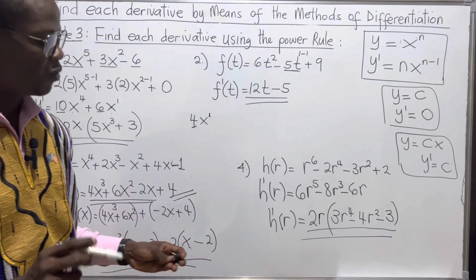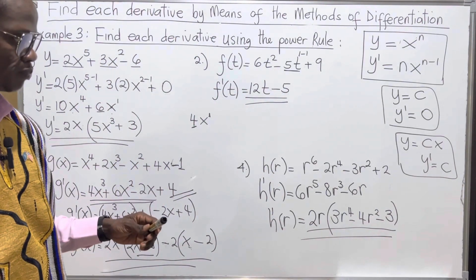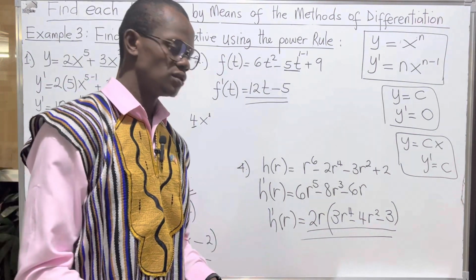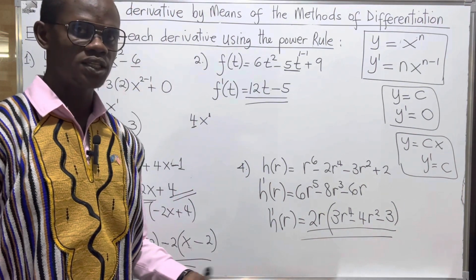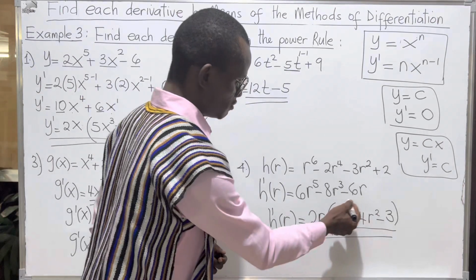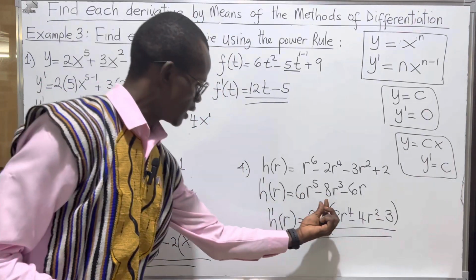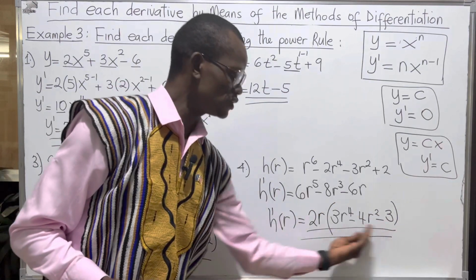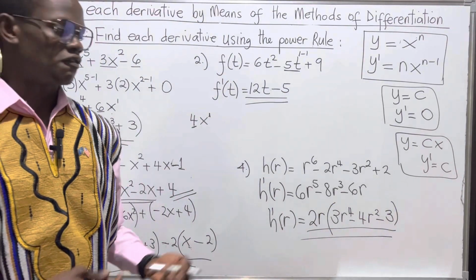So like I said, our primary objective is not to factorize, but we factorize to at least reduce the solution of the problem. But this is our main derivative. So after this, we're just reducing our answer in a factored form.